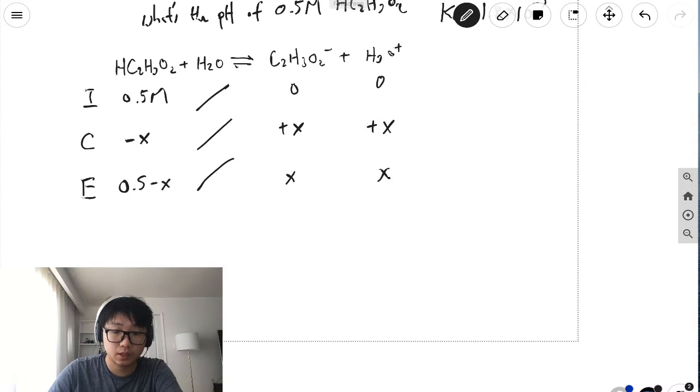What do I do from here? How do I find X? Because if I can find the final concentration of the H3O plus, then I can just use the pH equation to find that. So how do I build an equation to solve for X?